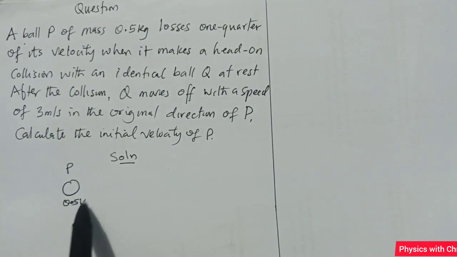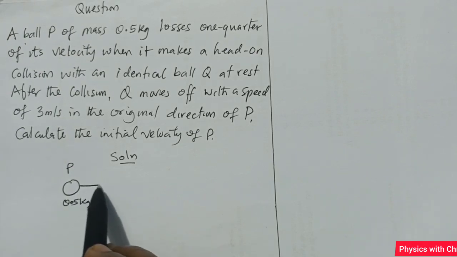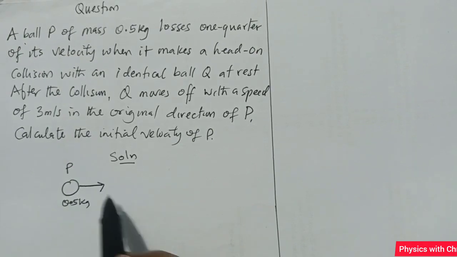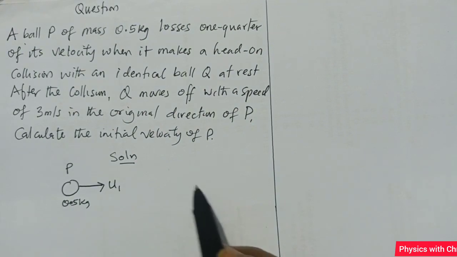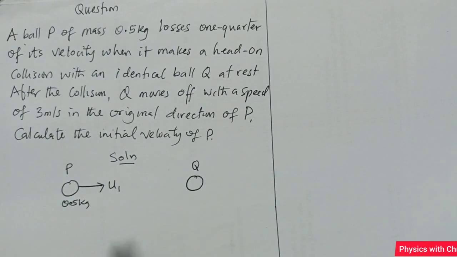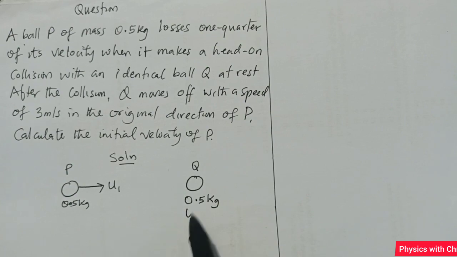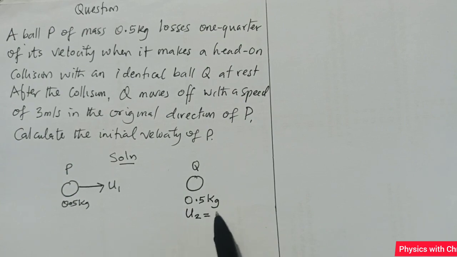That is to say, the mass of my ball P moving with a speed of U1, we don't know that yet. And then we have this ball Q at rest. Both balls identical, means they have the same mass. So the mass of my second ball is also 0.5 kg at rest. That is, its initial velocity U2 is given as 0.